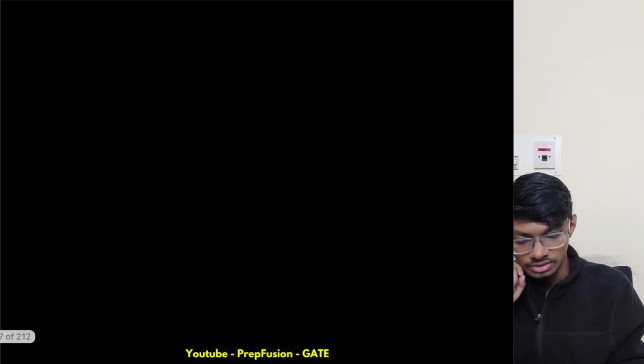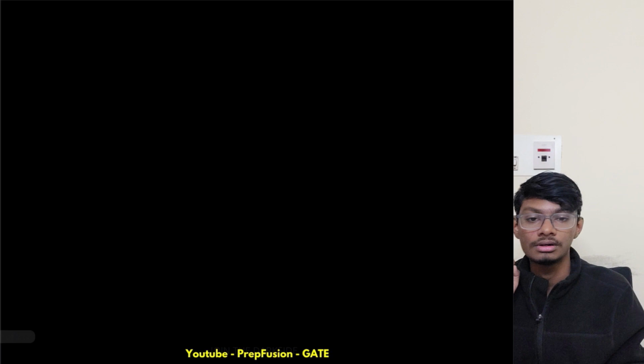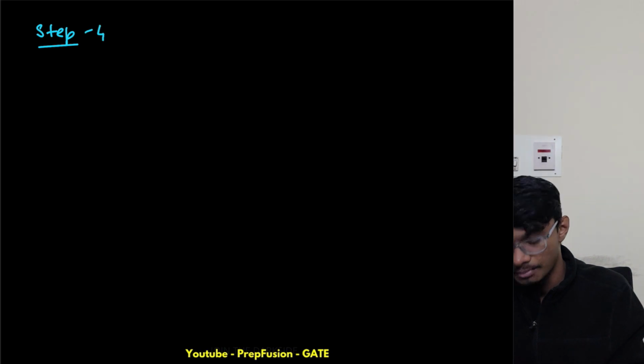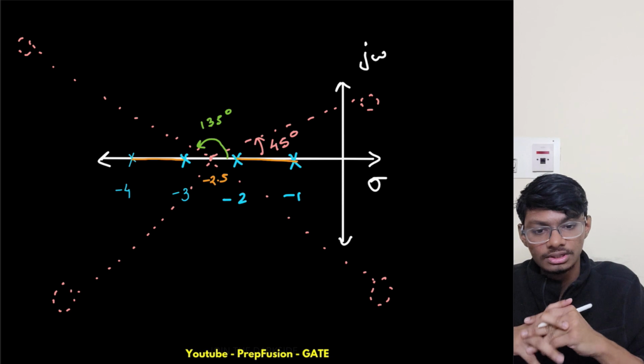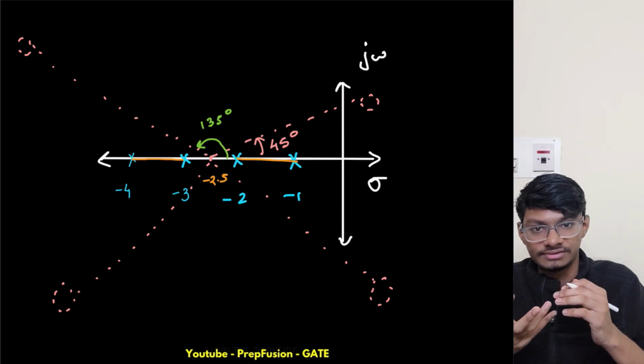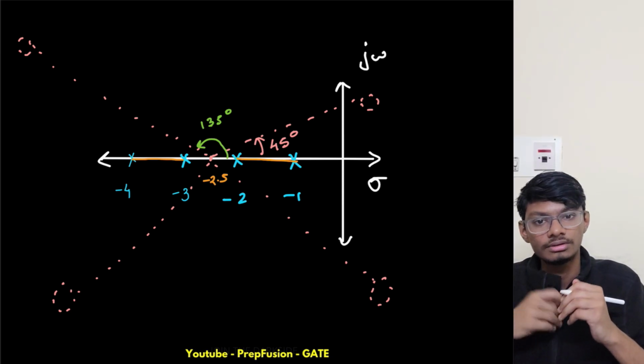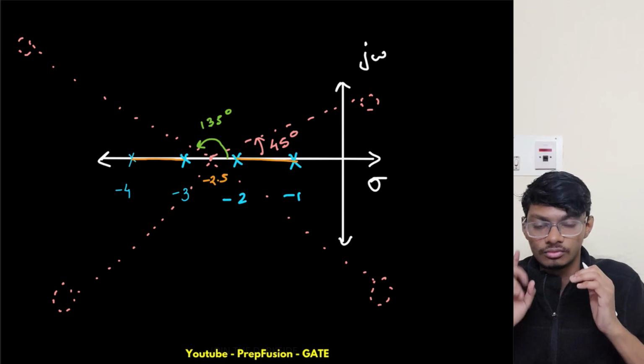So now let's go to step 4. What is step 4? I have to find the break-in and breakaway points, right? So just logically tell me, are there any break-in points here? There aren't, right? Why? Because there are no zeros itself. There are no open loop zeros, there are only open loop poles. So what is the possibility?